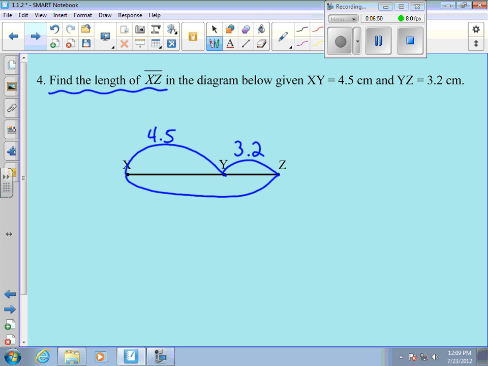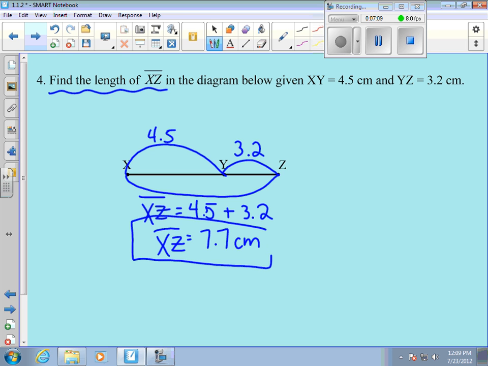Okay, so we are going to say that segment XZ is equal to our 4.5 plus our 3.2. So if we add those, that's going to give us our measurement for segment XZ of 7.7 centimeters. Don't forget that label because they did give us labels of centimeters up in the original problem.